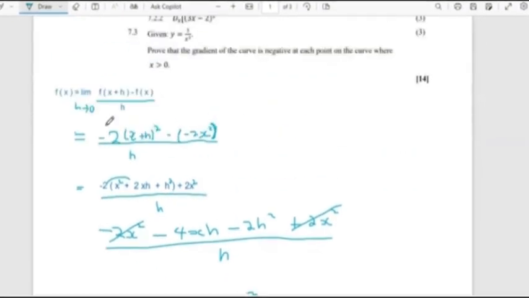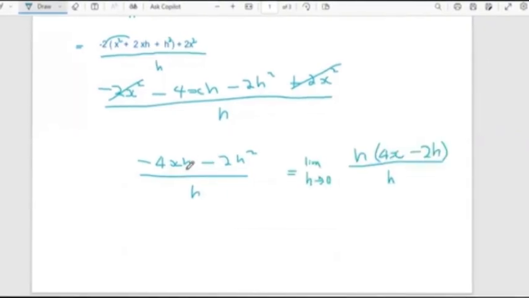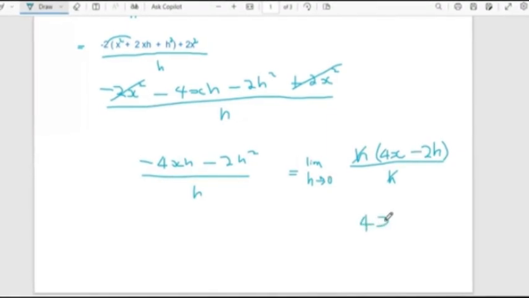Now remember to always write your limit as h approaches 0. So this is what I'm left with. And now when I arrive at the step where I'm left with only values which have the h variable, I need to take out a common factor of h so that I can eliminate this h which is in the denominator. Now if I take out the common factor which is h, and h is present in both these terms, I'm going to be left with 4x minus 2h, and these two are going to cancel out one another. This simply means that my limit as h approaches 0 is going to be of 4x minus 2h.